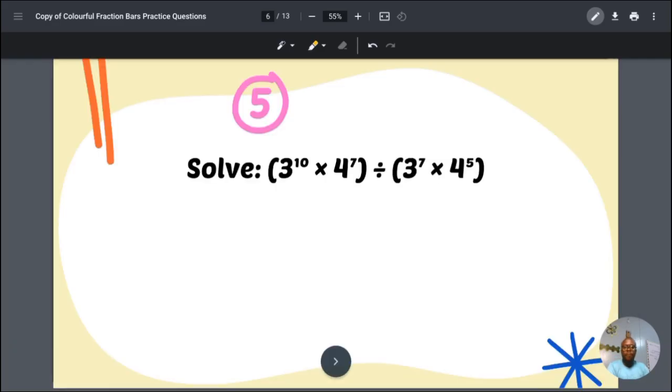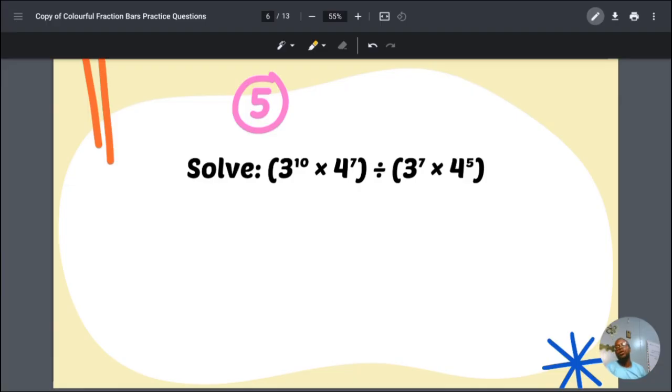Question 5. Okay, so this is in indices. Alright, so you have to be careful. You might not want to do 3 raised to power 10, which is actually 3 times 3 times 3 times 3 times 3 in 10 places. You understand? But you wouldn't want to do that.